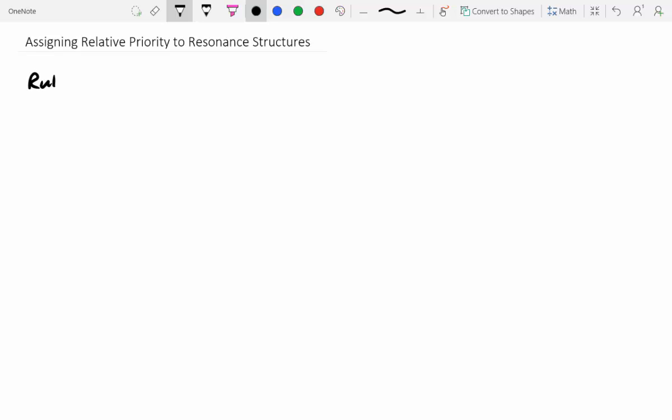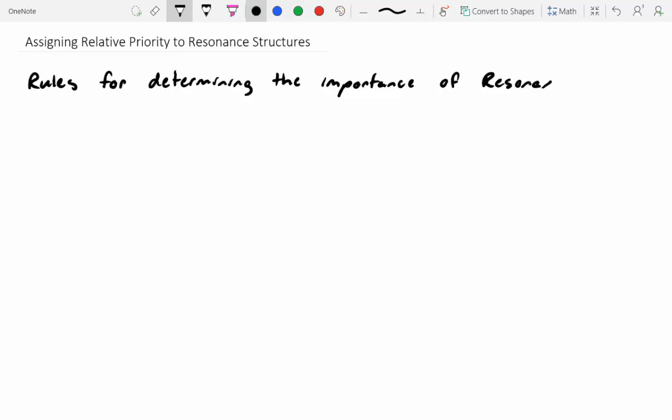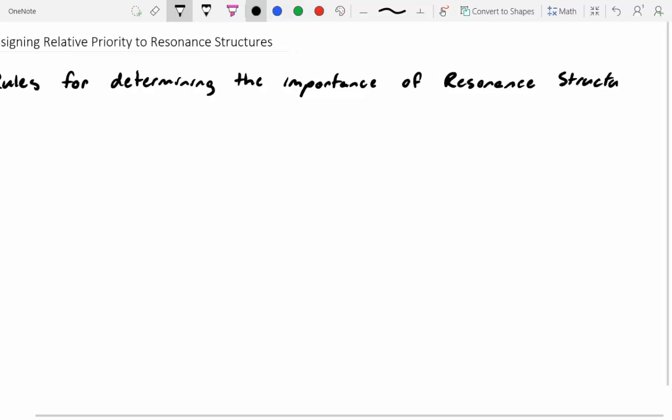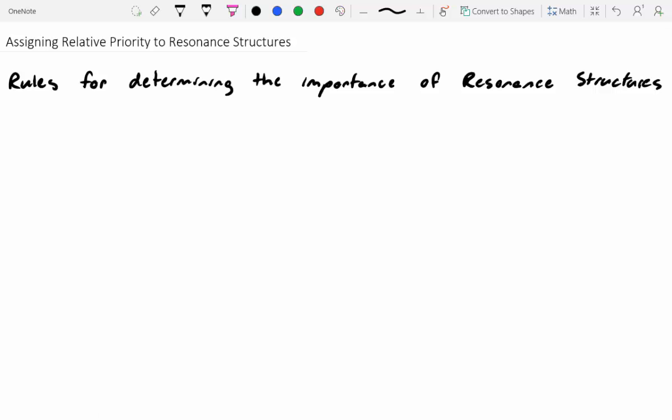So, rules for determining the importance of resonance structures. Oh no, I'm running out of room. Okay. Number one rule, most important rule, is that full octets take priority. And I'll show you an example of what I mean.